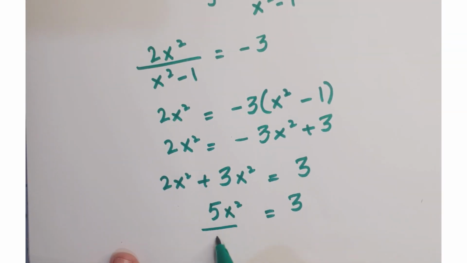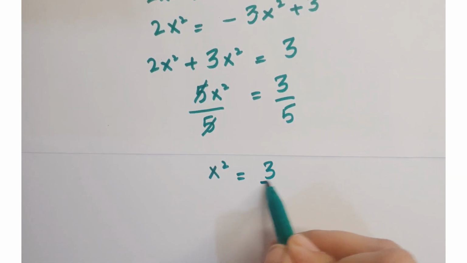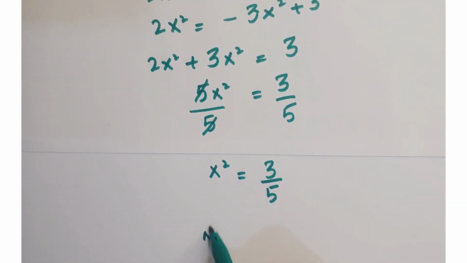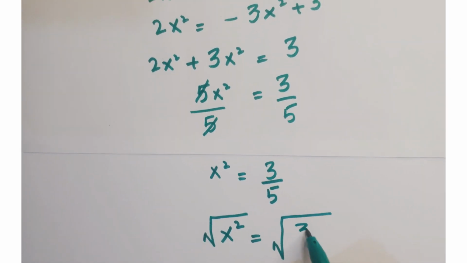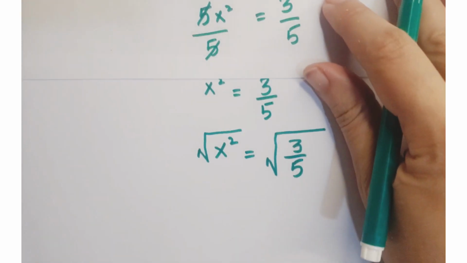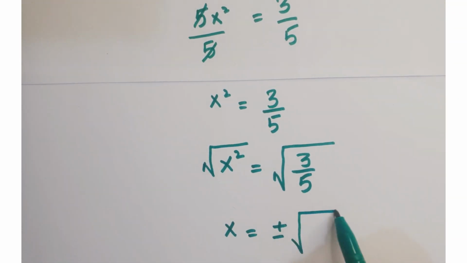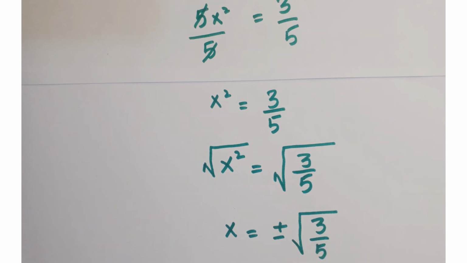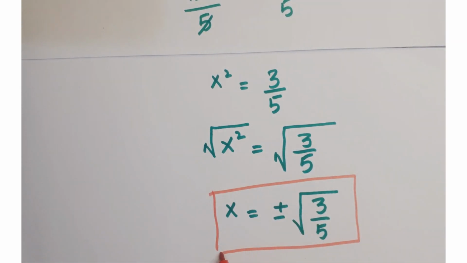Now divide by 5 on both sides. This 5 gets cancelled. So we have x² = 3/5. Now in order to find the values of x, just take the square root on both sides. So we get x = ±√(3/5). These are the other two solutions of x.